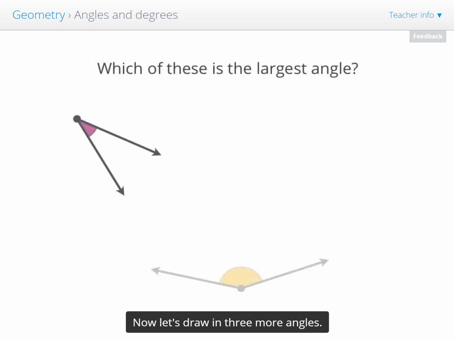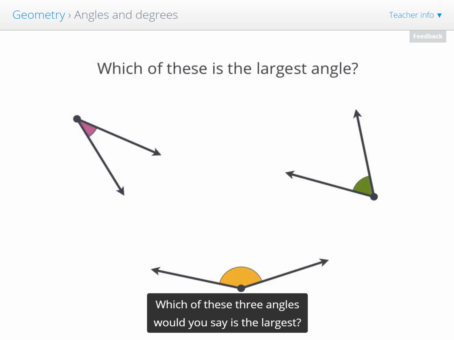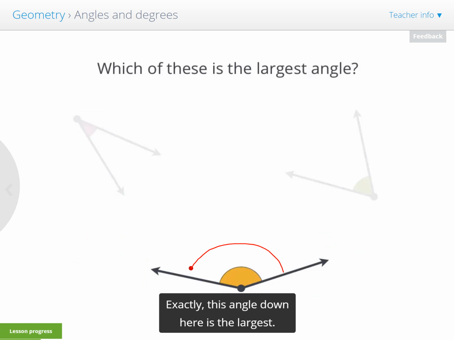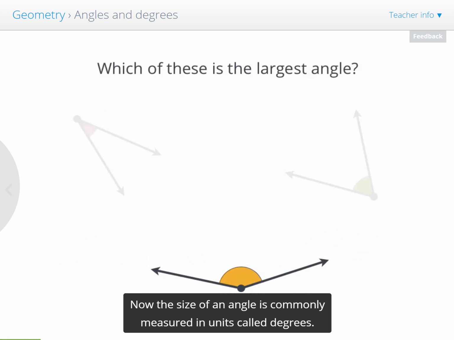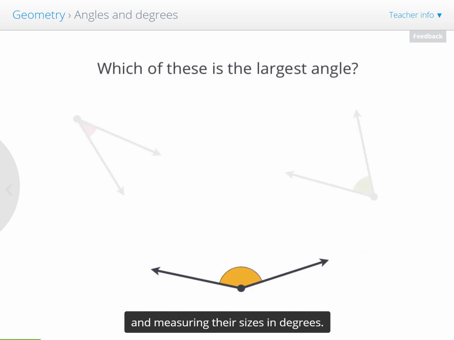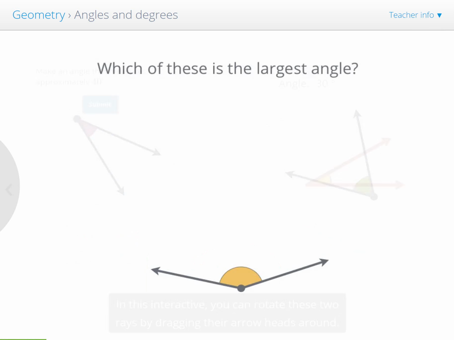Now let's draw in three more angles. Which of these three angles would you say is the largest? Exactly, this angle down here is the largest. Now the size of an angle is commonly measured in units called degrees. So next, you'll be making your own angles and measuring their sizes in degrees.